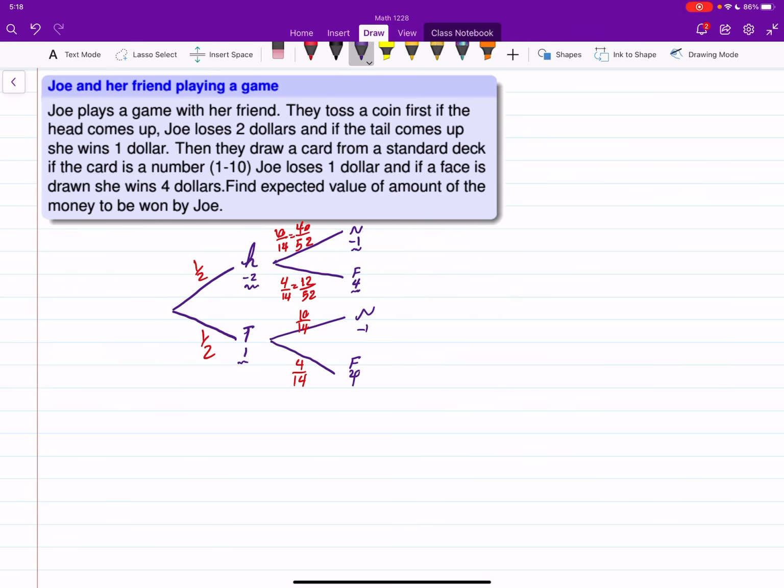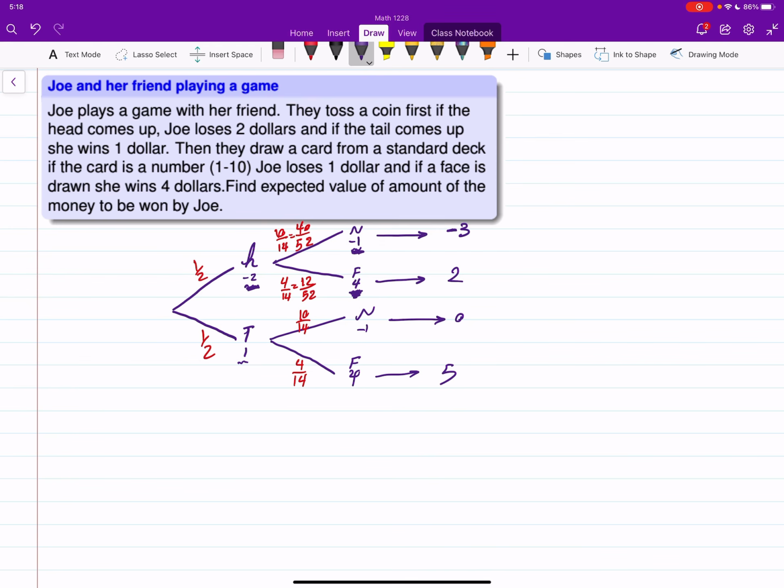Okay, now the money that Joe wins is this. So in this scenario, she wins -1, and she loses $1 and $2. So in total, the random variable value will be -3. She loses $3. For this one, she will win $2 because she wins $4 and loses $2. For this one, she gets nothing. And for this one, she gets $5. So these are the values.